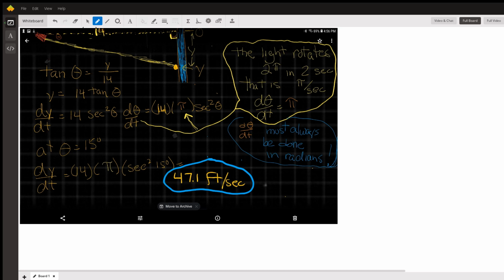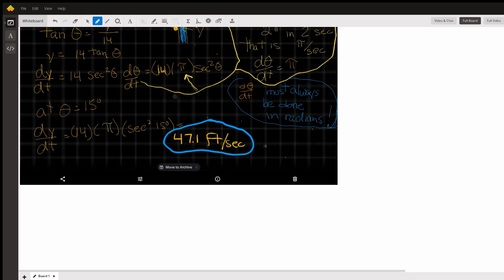So use radians, and then above it, we have that the light rotates, a complete rotation in 2 seconds. That's 2 pi radians in 2 seconds. That is pi radians every second. So d theta/dt is pi. And I put pi in for d theta/dt.